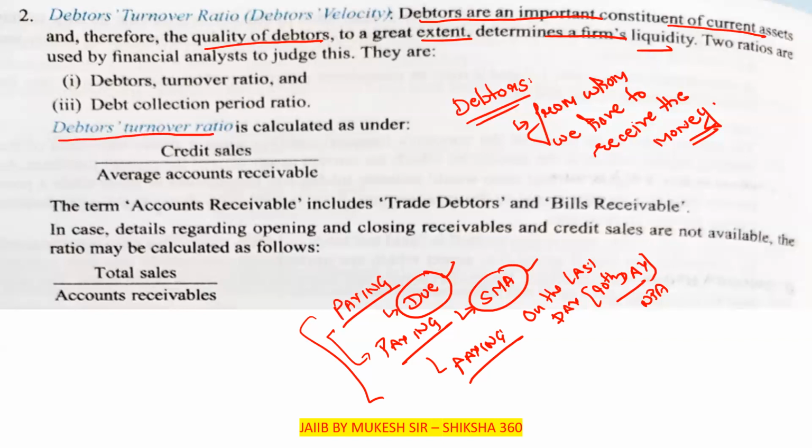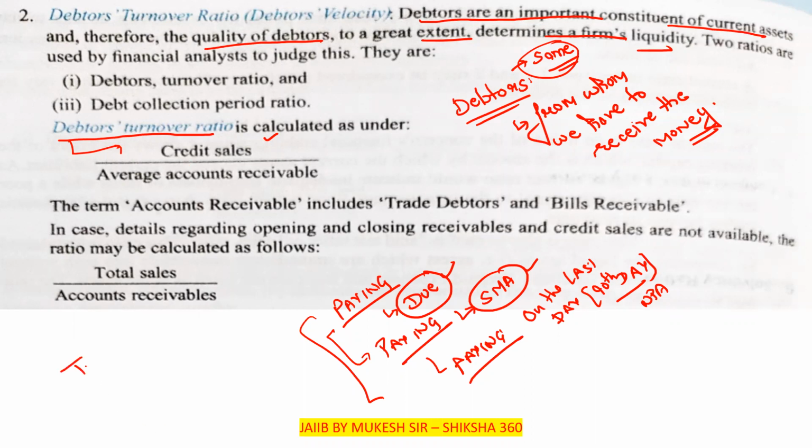So what is debtors turnover ratio? Debtors are those from whom we have to receive the money. For what do we have to receive the money? We have sold something to them, and only on the basis of that we are receiving the money. So debtors is related to the credit sales. We have sold something to them, and for that we want to get back the money.